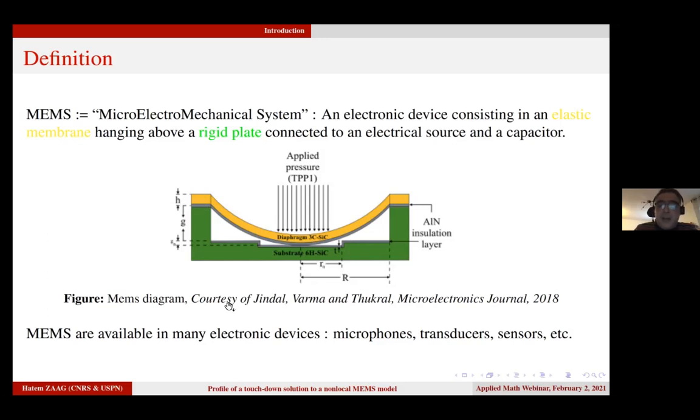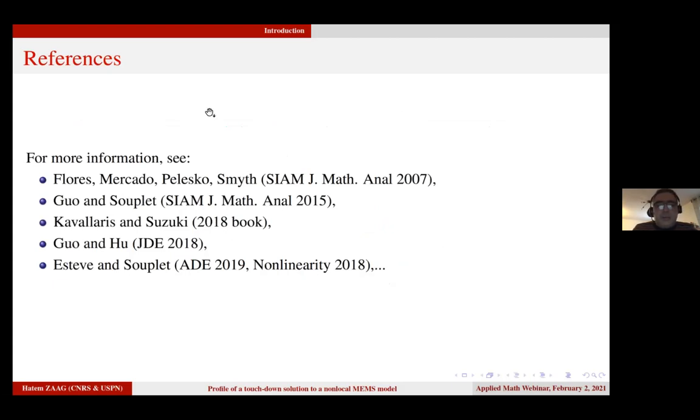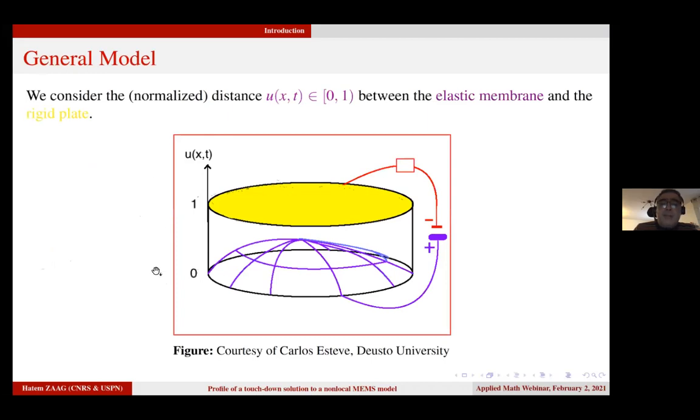This drawing is not mine. It comes from the following authors, which I thank. I would like also to give some references, mainly math papers about MEMS. So this one by Flores, Mercado, Perezco, Smith, Guo and Suple, Cavalaris and Suzuki in their book. They have a book dedicated to this problem, Guo and Yu, and also STV and Suple, just to mention some of them. And by the way, this is a drawing from the PhD thesis of Carlos Esteve, who was a PhD student in our lab in Sorbonne, Paris Nord.